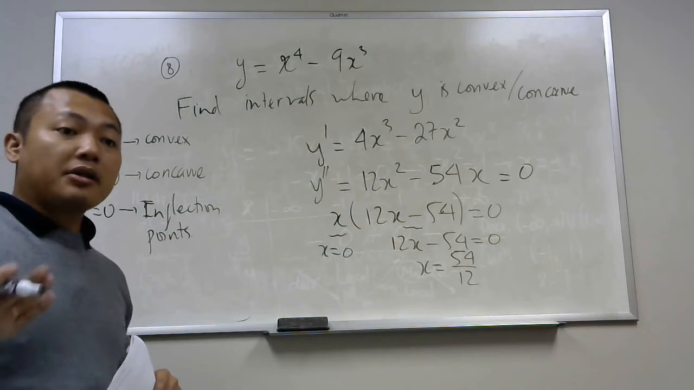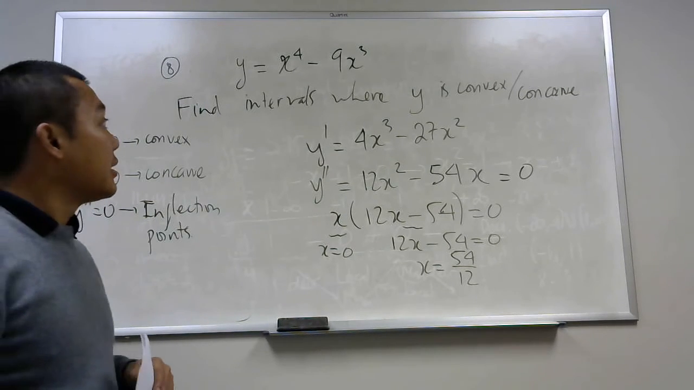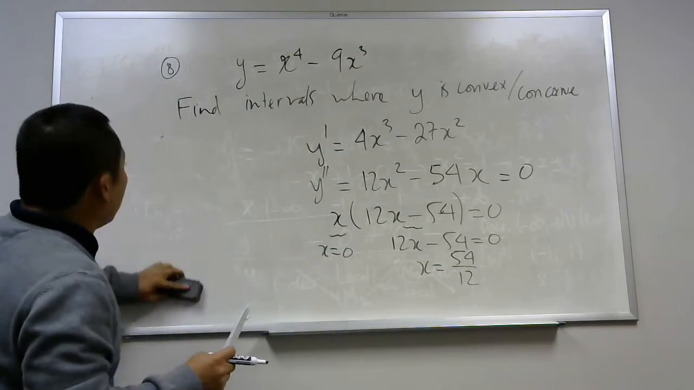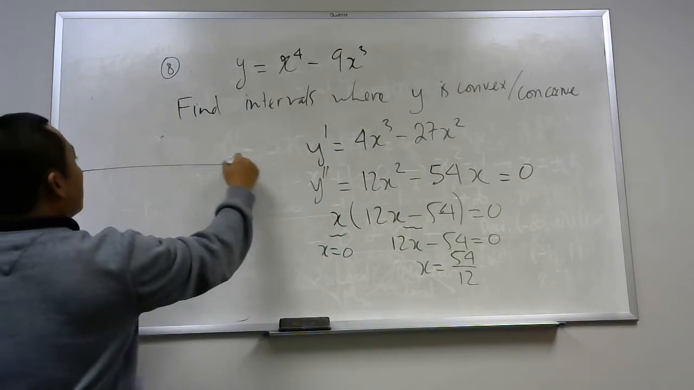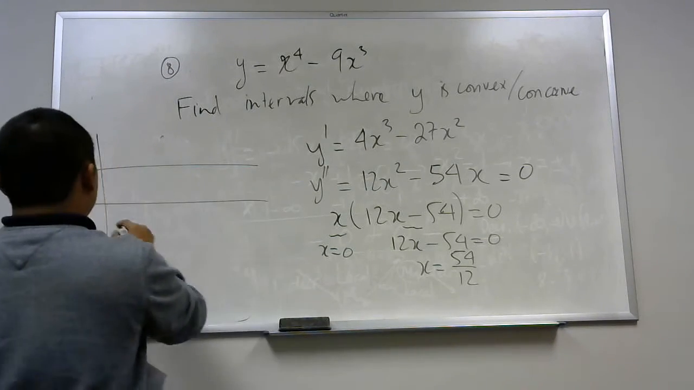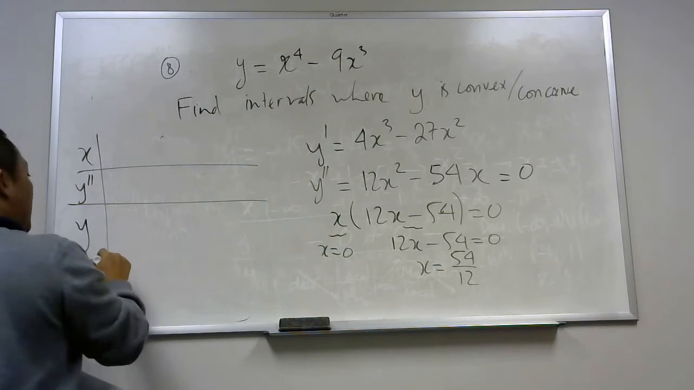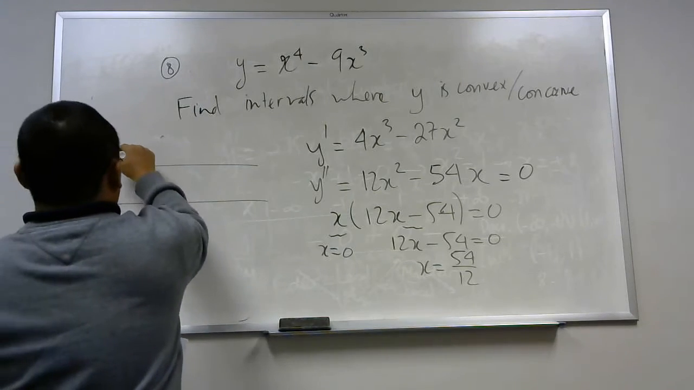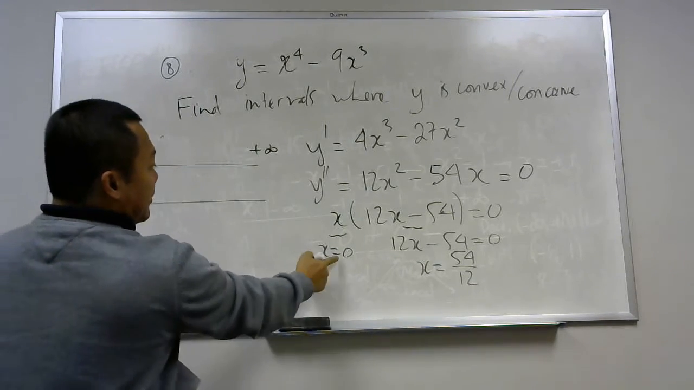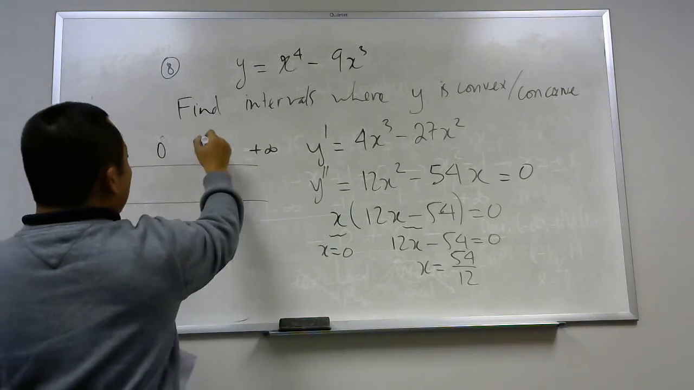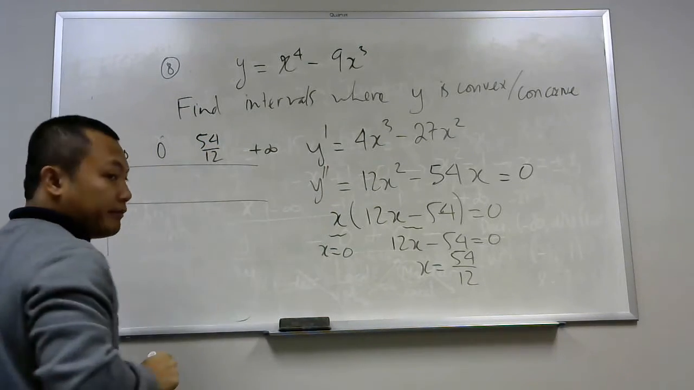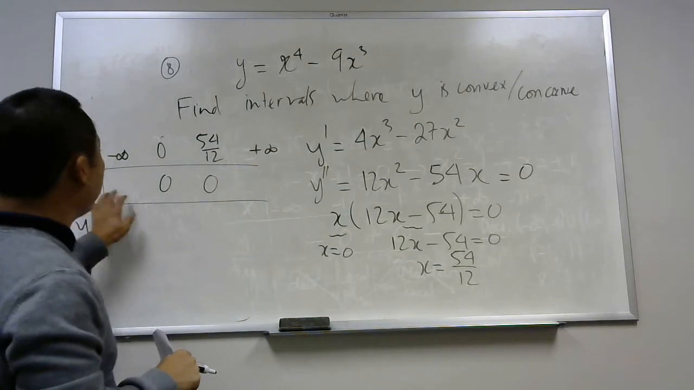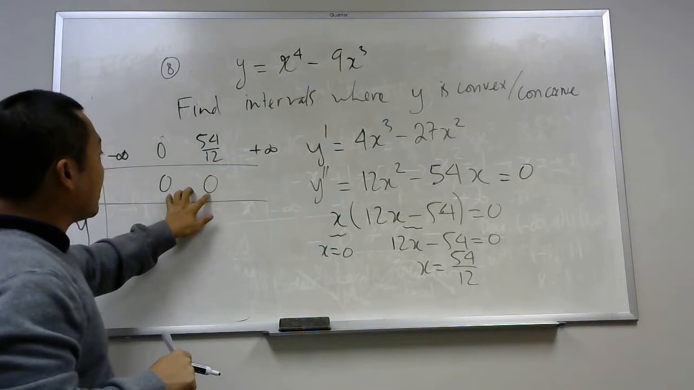Okay, now let's make a chart for the second derivative, and based on the chart, we will draw a conclusion. I erase this, I make a chart in here. The first row is for x, the second row is for the second derivative, and the last row is for the function. So x is from negative infinity to positive infinity. The 2 inflection points: I write 0 in here and then 54 over 12. Right? At 0 and 54 over 12, the second derivative is 0. So I have 0, 0 in here.